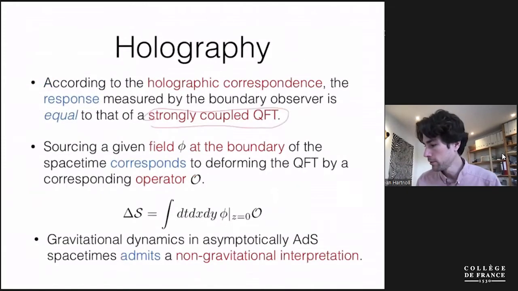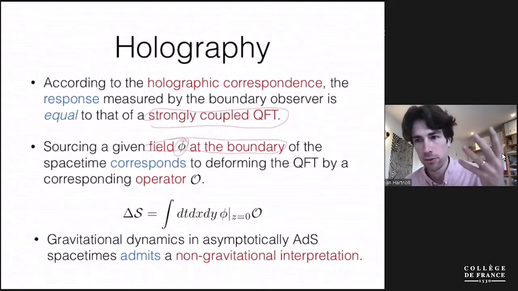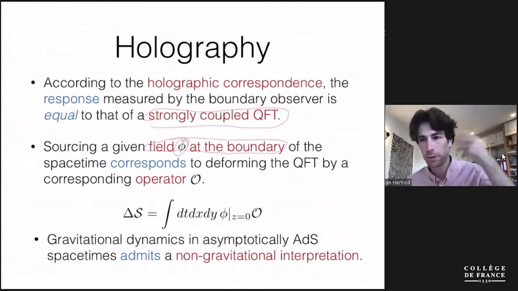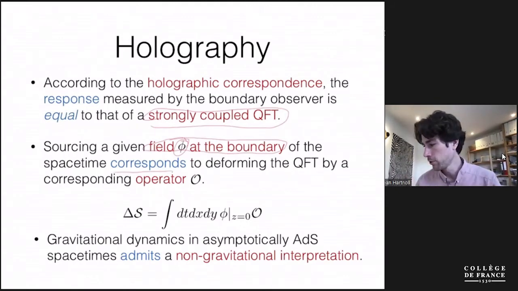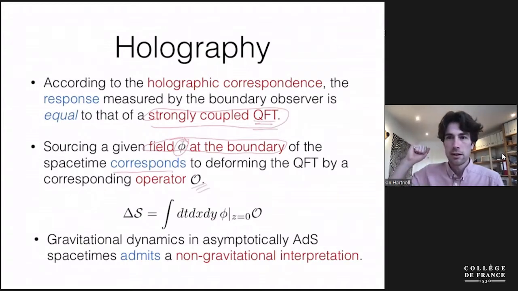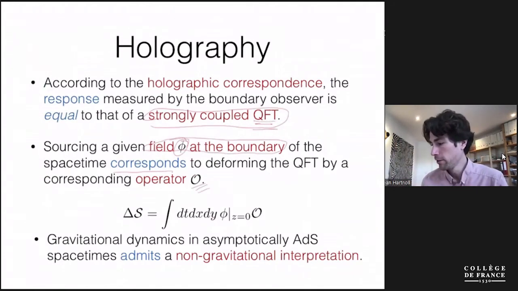And the way it works is that sourcing some given field at the boundary of the spacetime, well, this field could be a graviton, right? It could be gravity, it could be electromagnetism, it could be some scalar field. Sourcing that field at the boundary corresponds to taking your quantum field theory and deforming it by some operator. So the act of shaking the boundary, of putting in a source to the boundary, is equivalent to taking your quantum field theory and deforming it by some dual operator.